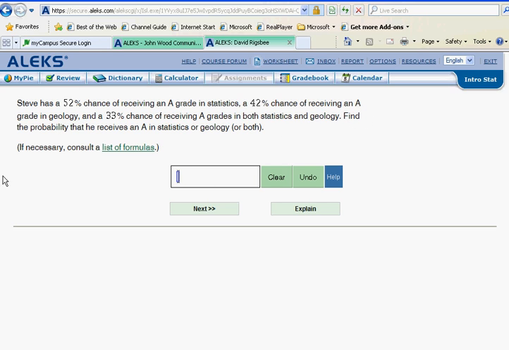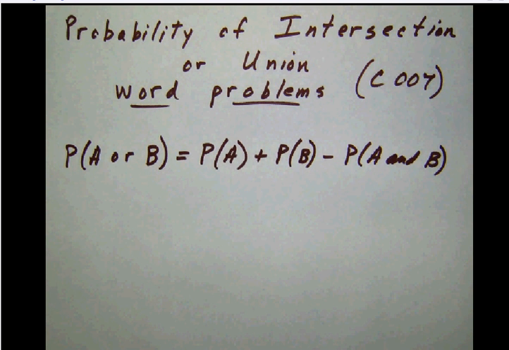Now, here comes the question then. So perk up here. Find the probability that he receives an A in statistics or, and here's our key word, or geology, or both. So as soon as we see this problem and we find that little word right there, or, we know that we are dealing with a situation that's best handled by the or formula. And so let's take a quick look at that formula and a few notes.